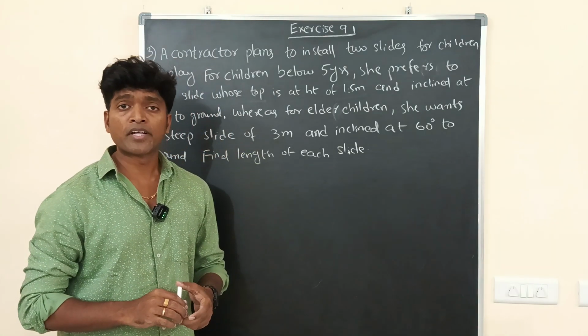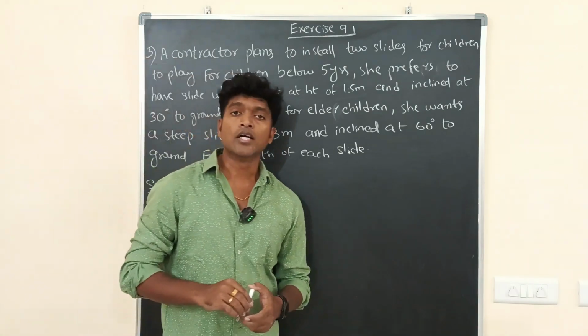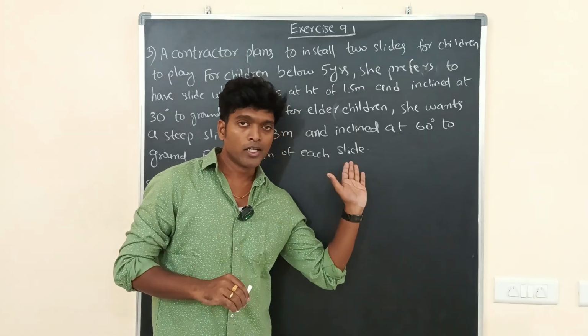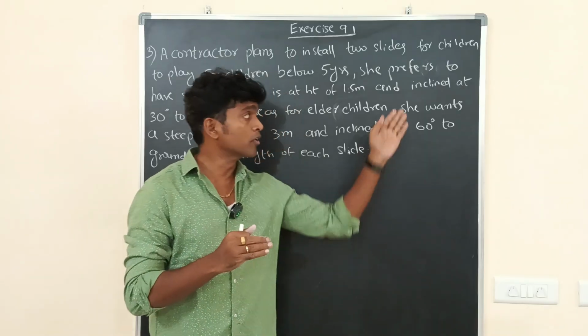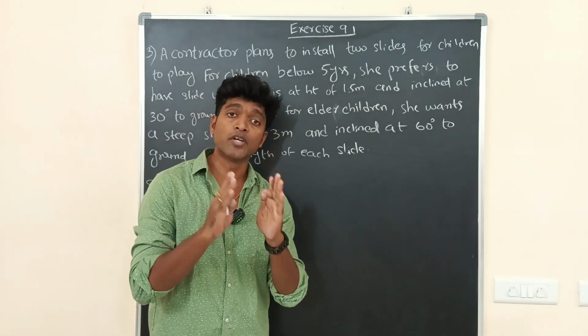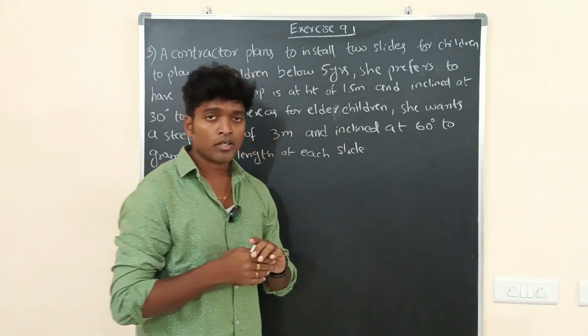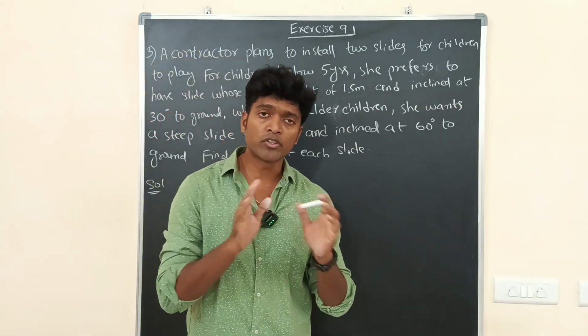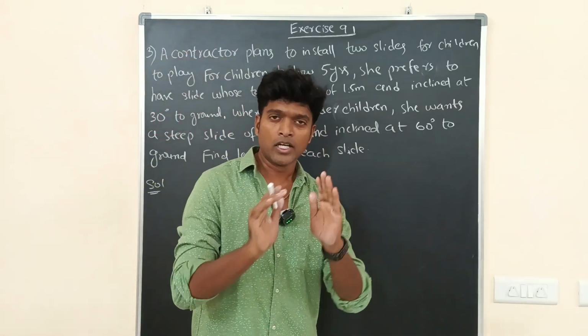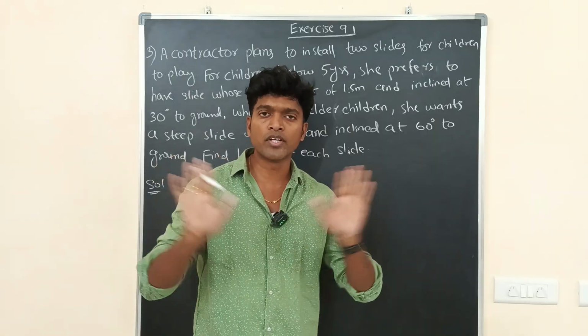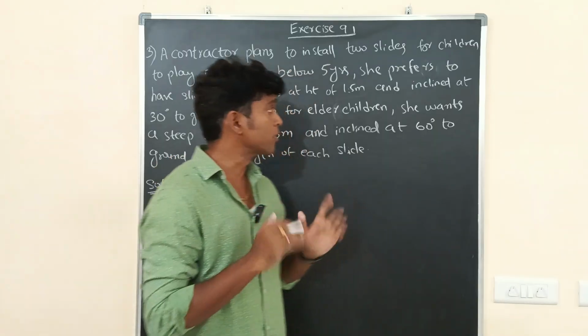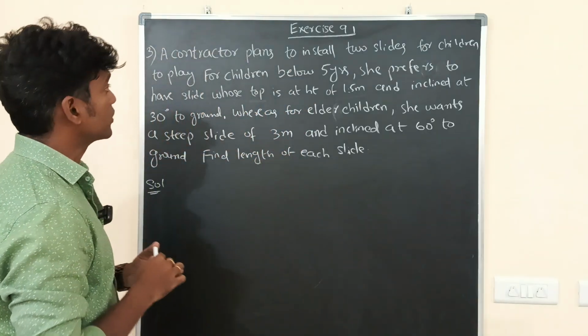It is from chapter Applications of Trigonometry and exercise 9.1. It is a very big problem. The question is very big, but the solution is very simple. Only thing is we have to use some logic and we have to draw the drawings. If we get the drawings, then we will get the problem very easily. No need to worry about this. First of all, let us understand the question.